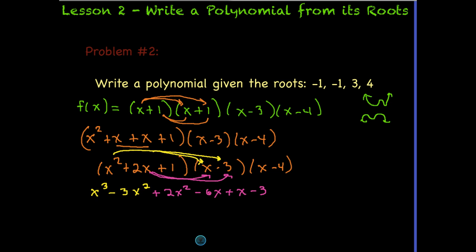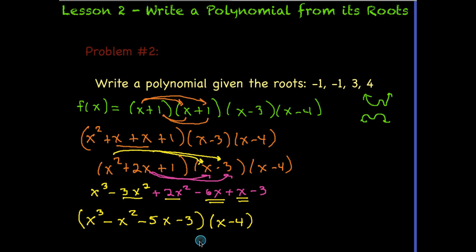Okay, almost there. Let's go ahead and combine our like terms. So we have this term and this term, and then we have this x term and this x term. So if we combine those, we get x cubed, the negative 3 plus 2 is minus 1x squared, or just minus x squared. And then a minus 6 plus a 1 is a minus 5x, and then a minus 3. So we have done quite a bit so far. We have multiplied 3 of our binomials, and we just have 1 remaining, this x minus 4.